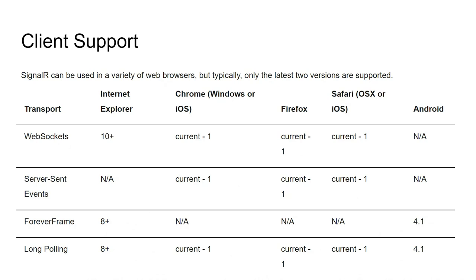So client support wise, we actually care about that. For WebSockets, Internet Explorer 10 plus, most every browser, the current version minus one, is typically going to be supported by the SignalR team. That does not mean that if I work at some company that still uses Internet Explorer 6, I can't still use this. The answer is yes, I can. The reason that still works is that it allows you to fall back to long polling.